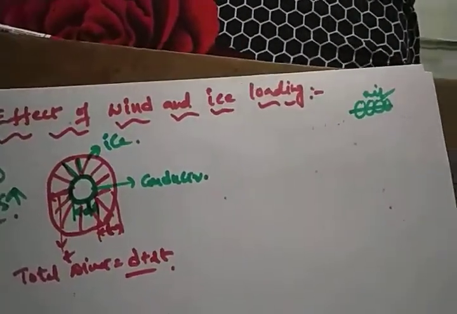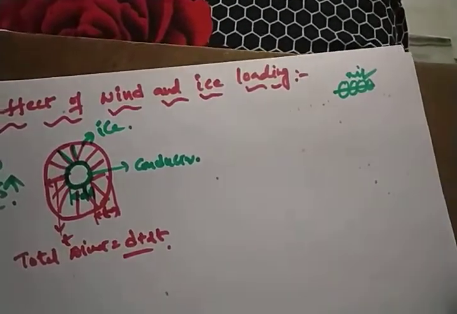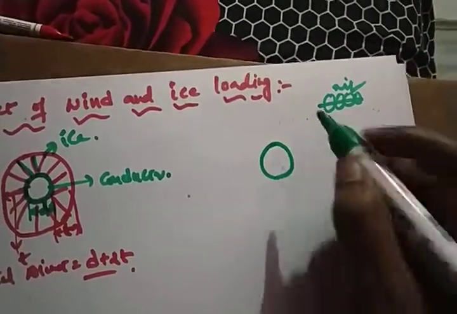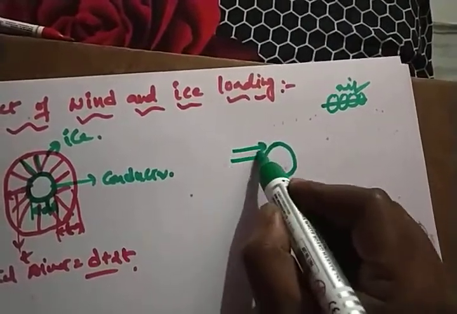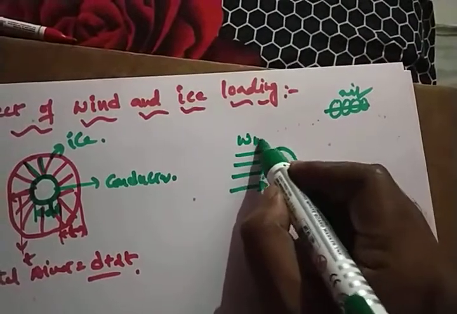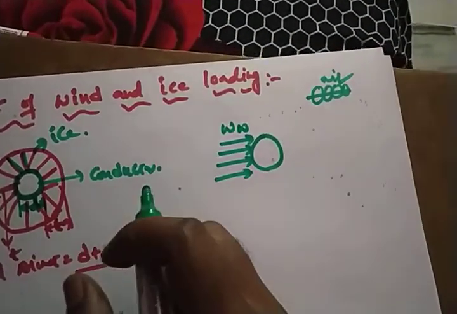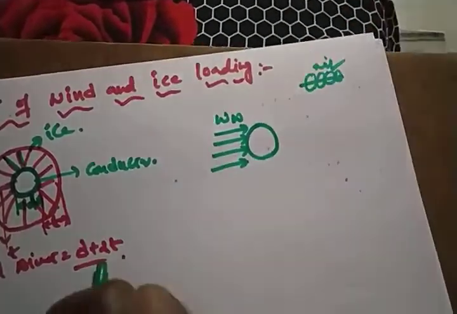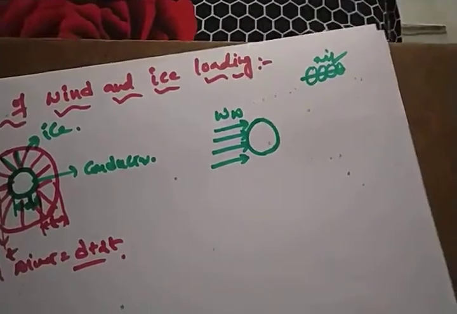I hope it's clear. So when ice is present in the system, there will be another force, and that force is nothing but wind pressure. Suppose this is a conductor, right? There will always be a wind pressure perpendicular to it. With the wind pressure acting on the conductor, definitely the conductor starts swinging. When the pressure acts on the surface of the conductor, the conductor starts moving. So if the conductor starts swinging, there will be a change in sag, right?